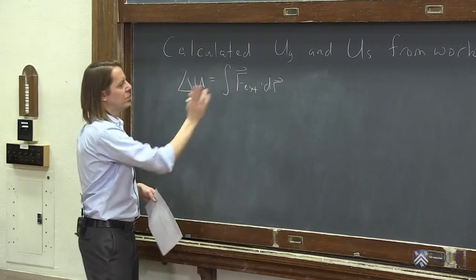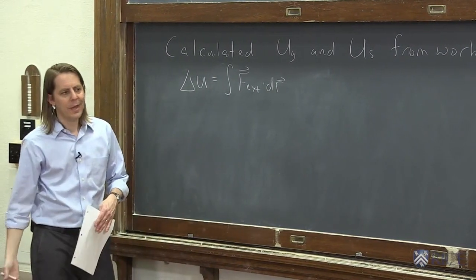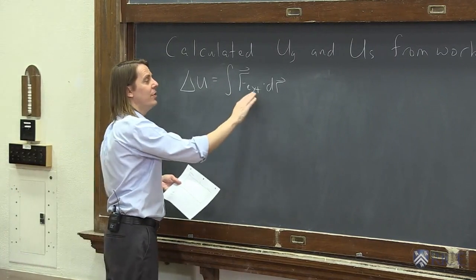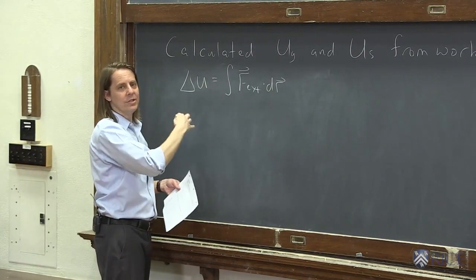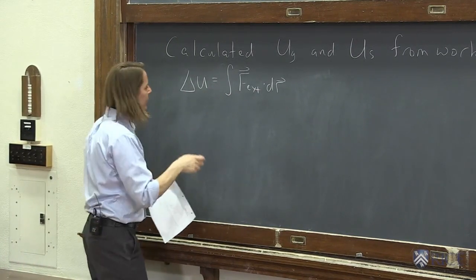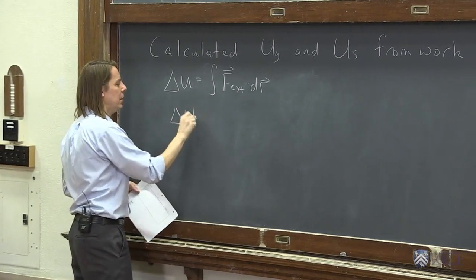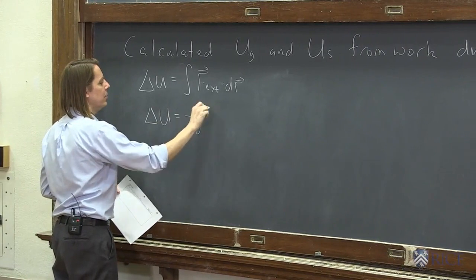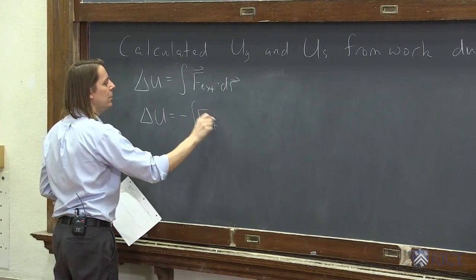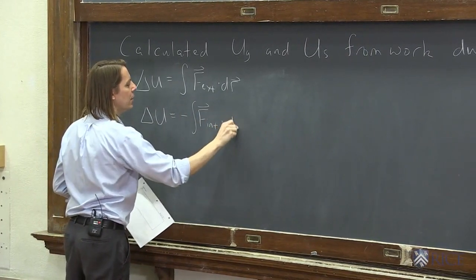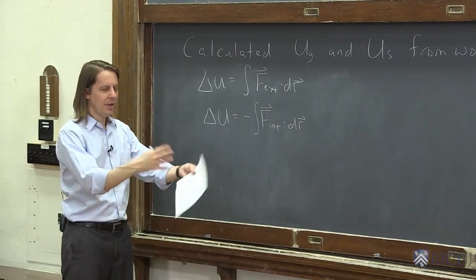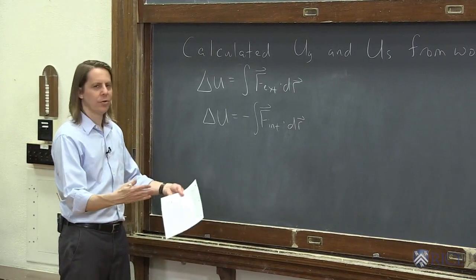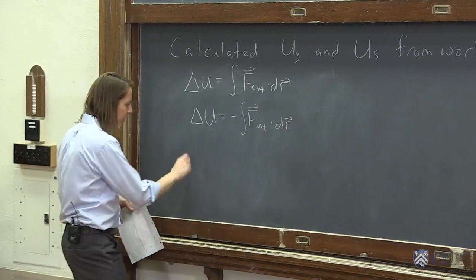We either got mgh or we got 1/2 kx squared. And this formula makes sense. If you have an external agent doing work, it's going to increase the energy because it brings in energy from the external environment. You could also write it like this then. You could say it's equal to minus the integral of the internal force dot dr. So this is a way to just think about the system in and of itself without thinking of an external agent. So let's do it real quick for the spring.